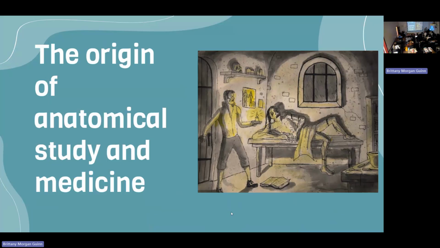All right, so the origin of anatomical study in medicine. Funeral service is not all science and terminology. It's also more than that. So we also have embalming, which is an art as well as a science. And funeral service involves emotion, and there's a lot of emotion surrounding death itself.